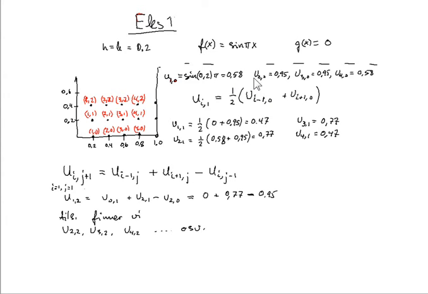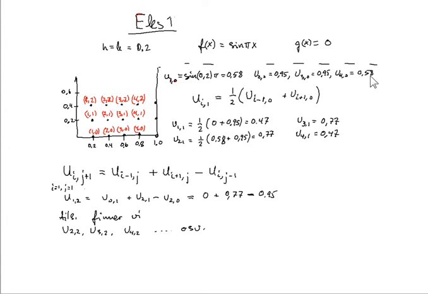And similarly, we find u20 equal to 0.95, and u30, this point, is f of 0.6, which is calculated similarly, and similarly we find this final point, that u in this point is equal to 0.58.